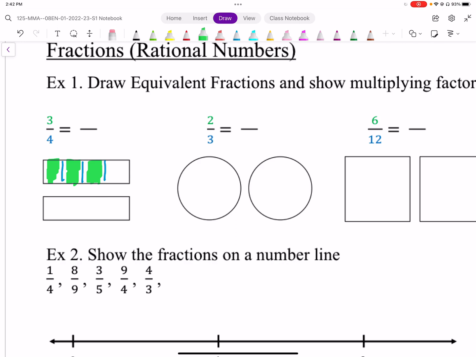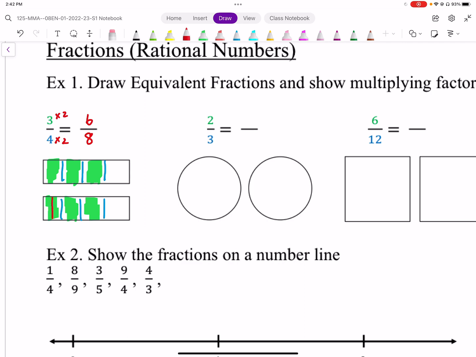And I can make an equivalent fraction by starting with my 3/4 like this, my 3 out of 4. And I can use a multiplying factor of times 2, times 2. And that's going to give me 6 out of 8, which is an equivalent fraction.